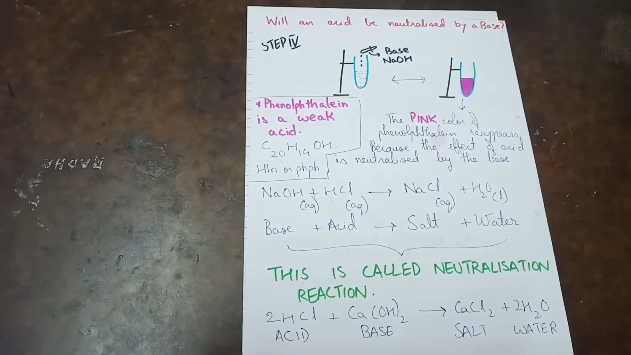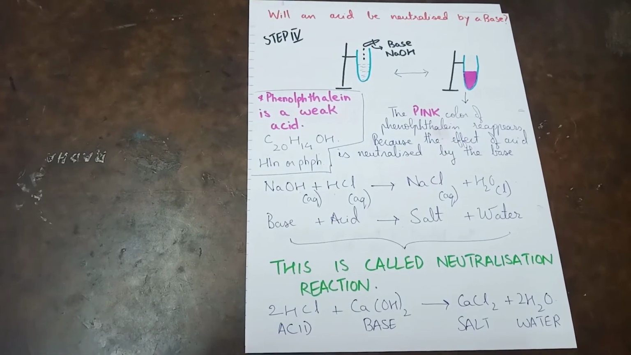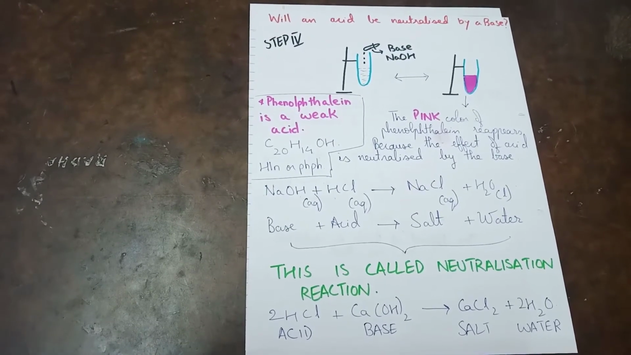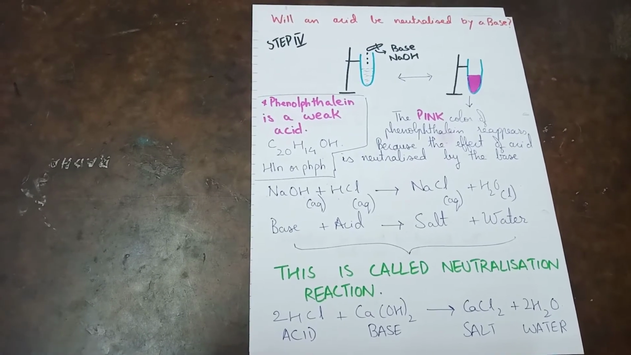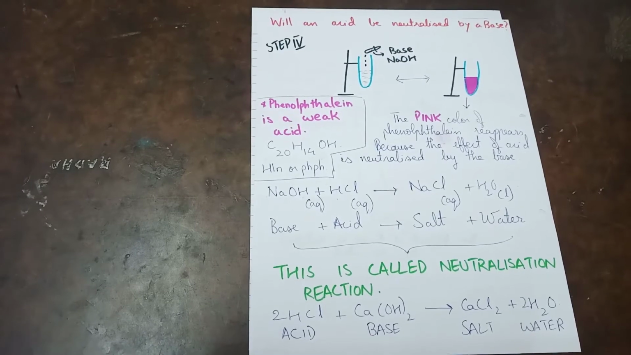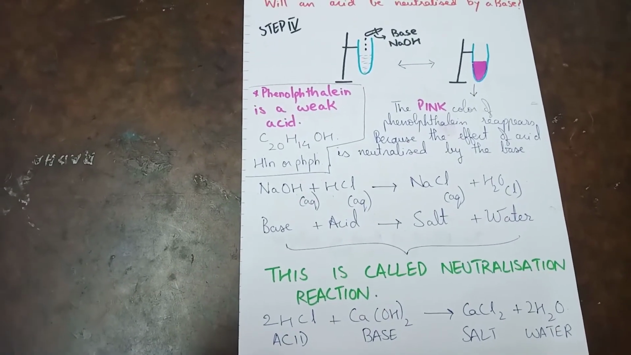So you must have wondered, is phenolphthalein an acid or a base? I am going to tell you, phenolphthalein is a weak acid. The general formula of phenolphthalein is C20H14OH. I repeat, C20H14OH. And commonly you can write phenolphthalein as HPh, or HIn.